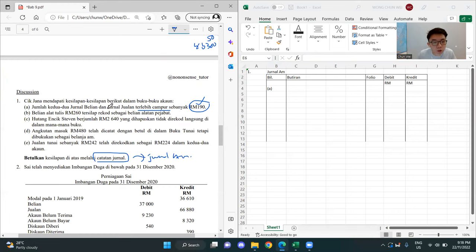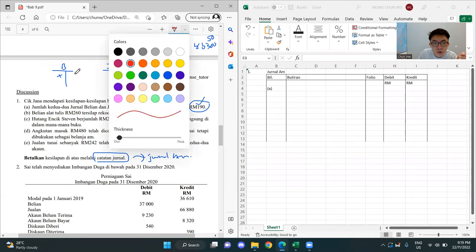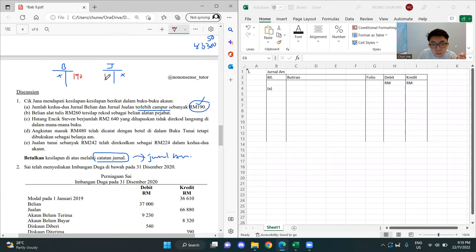Alright, so how do we do adjustment? How do we membetulkan this one? So if you have an account belian, normally belian, we debit. And then on jualan, we credit. Correct. And now they say both of these accounts terlebih campur 190. So in order to take it out, so belian, if you want to take out, meaning you have to minus. You lebih charge mah, so I have to kurangkan. So if you want to minus out, I told you just now, whenever you want to minus, you have to debit or credit the opposite side. So if belian, then I have to credit 190 and jualan, I have to debit 190 lah. Betul tak? So here, you debit account jualan and then you credit your belian. How much? It's straight away already given you 190.